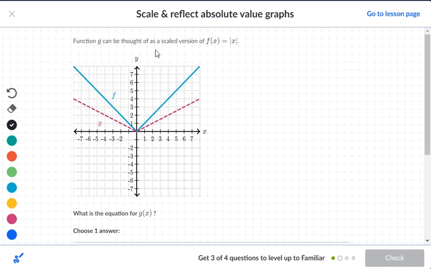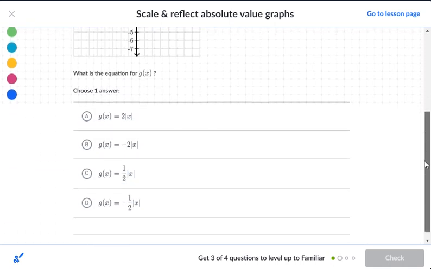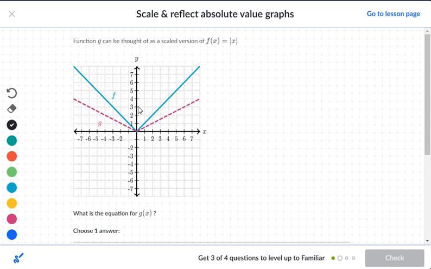Function g can be thought of as a scale factor of f of x equals |x|. So we want to figure out what the scale factor is. Now notice that the blue is the original, and the g is the new one. What we can determine about both of these is that they both go up. So since they're both going up, we know the scale is going to be a positive number. That scale, which is the front number, should be positive.